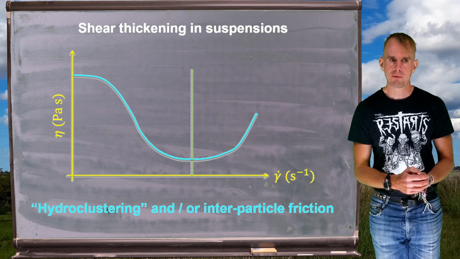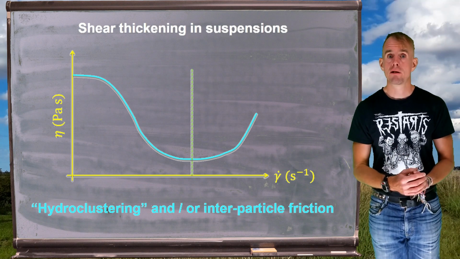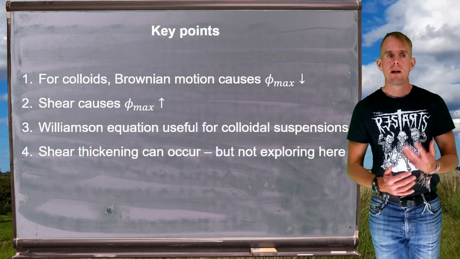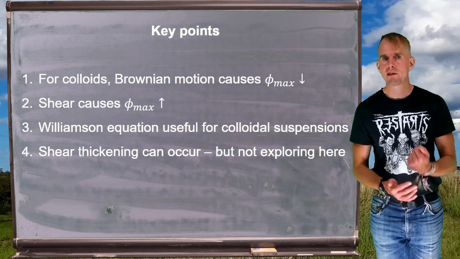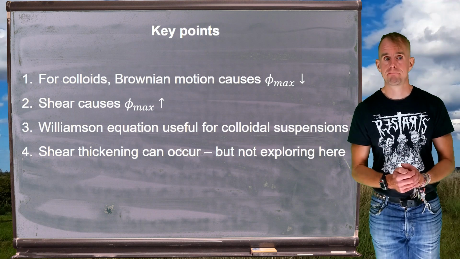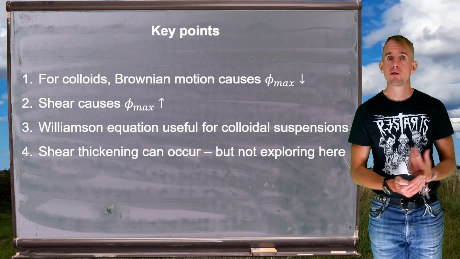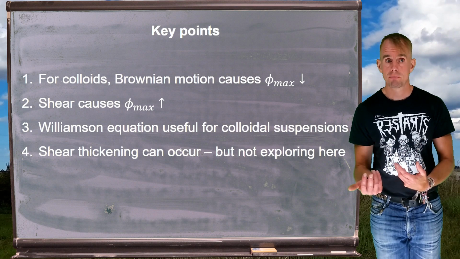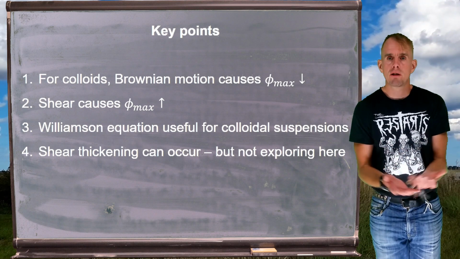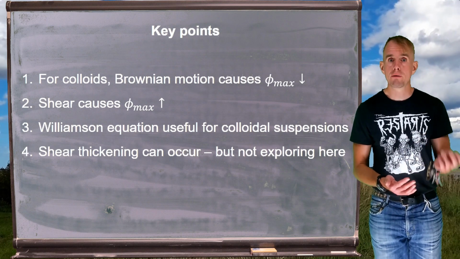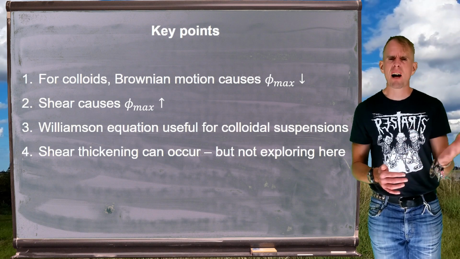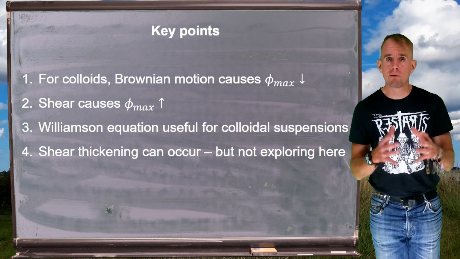It's an effect that you should be aware of. It's an effect that is documented in the literature should you need to examine it in more detail. So, let's recap a few key points. For colloids, Brownian motion can cause our maximum packing fraction, phi max, to decrease because Brownian motion induces disorder in a system. Shear forces will cause phi max to increase regardless of whether you've got a colloidal system or not. The Williamson equation looks at this competition between disorder and order and presents a result that can describe shear thinning in colloidal suspensions. We saw the range of particle radii, diameters, that this equation applies to, and we saw that below about 1 micron radius the effect is very pronounced.